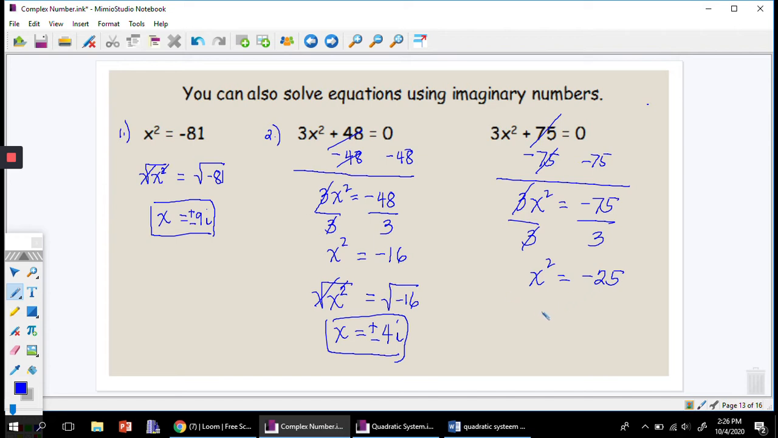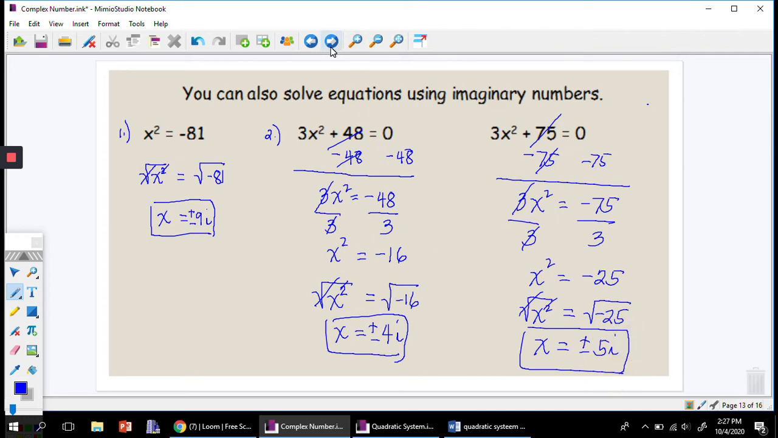And then we have to eliminate the exponent 2. You have to get the square root of x squared and also get the square root of negative 25. So x is equal to plus minus 5i. Because this is negative, you have to add i in your solution.